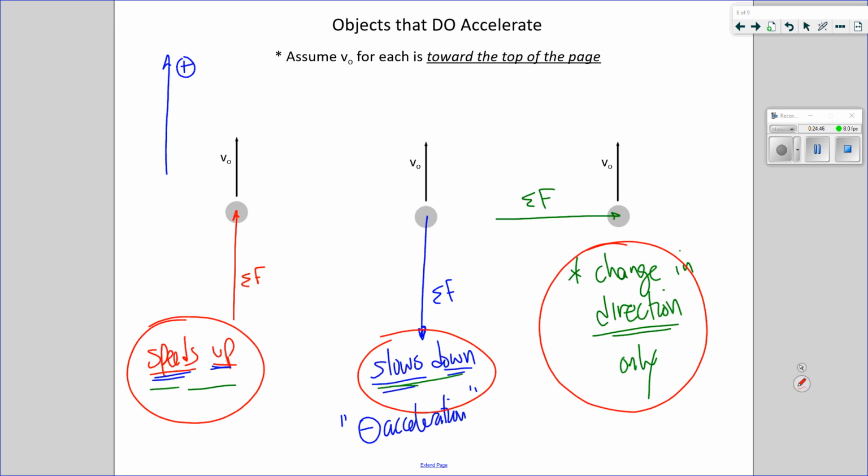This is the one that people forget. You'll see multiple choice questions where you say, hey, here's a bunch of things an object might do. Which of the following shows an object that's accelerating? And you'll miss the one that says change direction because you only think of acceleration as change in speed, but acceleration is rate of change in velocity.